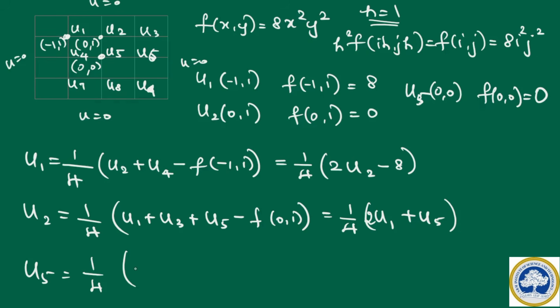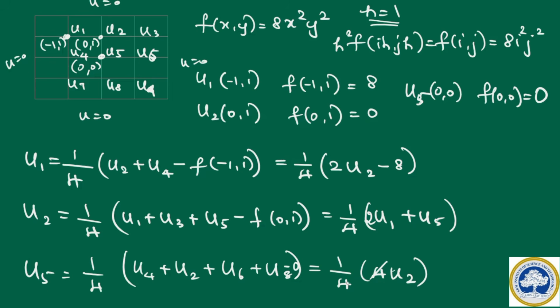Again for u5 we have to write 1 by 4 into u4 plus u2 plus u6 plus u8 minus f of 0 comma 0, which is 0 already. What do you mean by u2, u4, u6, u8? All the terms are equivalent to u2 itself, so we can write it as 4 times u2. The 4 gets cancelled, so directly we can write u2. From this we can conclude that u5 is equal to u2, so it's enough to find out u1 and u2 alone.